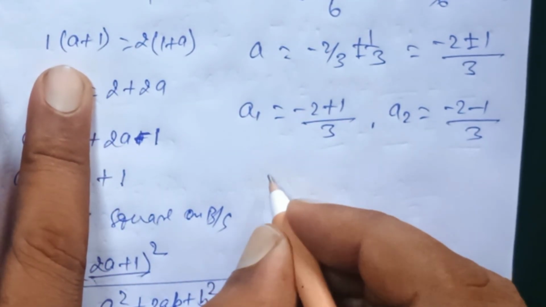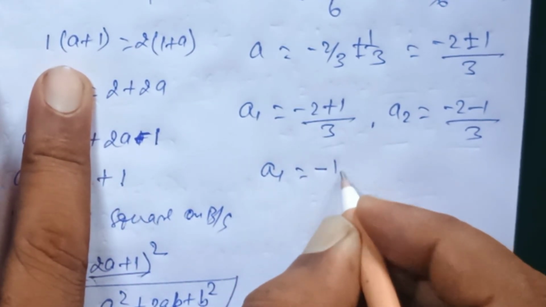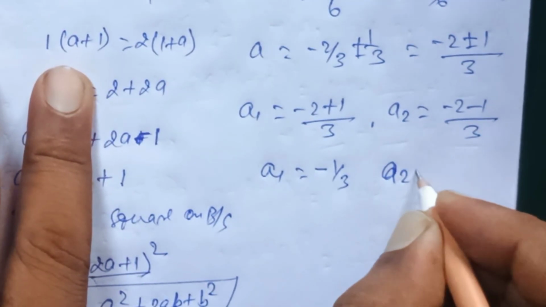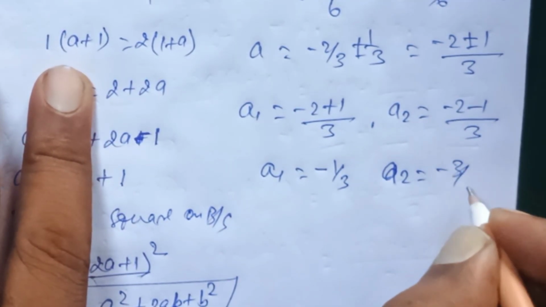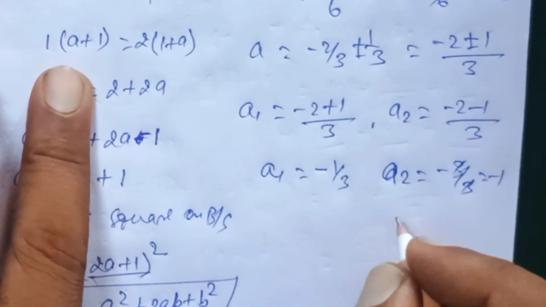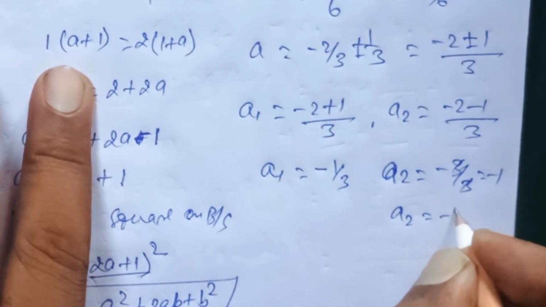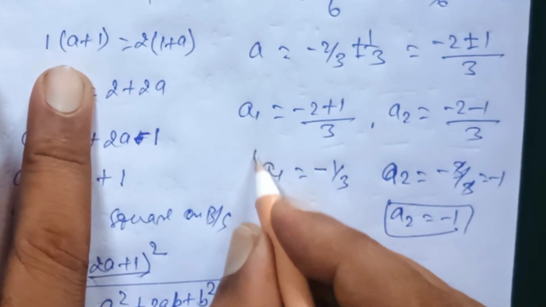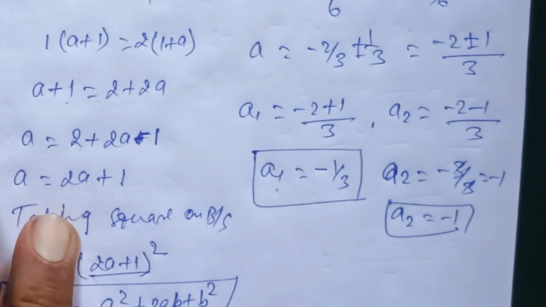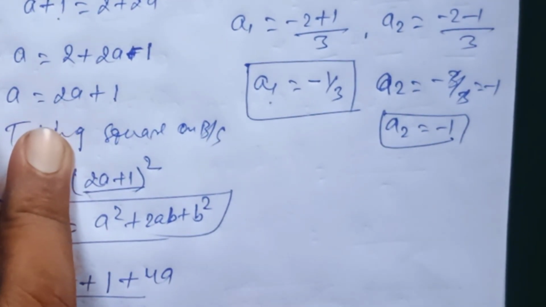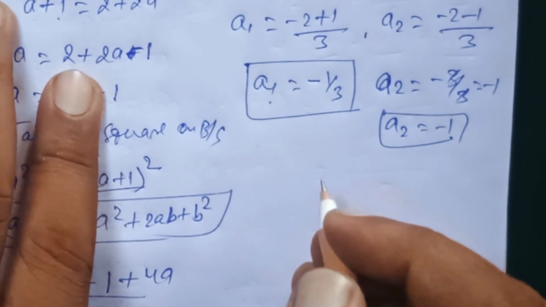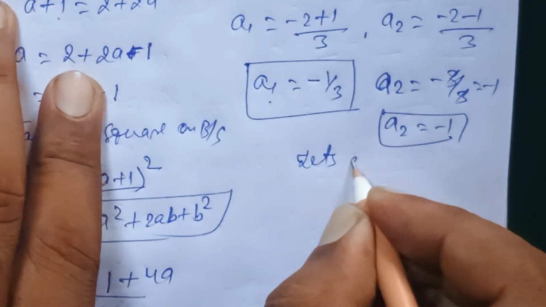See here, x1 is equal to minus 1 divided by 3. x2 is equal to minus 3 divided by 3. This cancels, left with minus 1. Therefore x2 is equal to minus 1. See here, this is the x1 value, this is the x2 value. We got the x1 and x2 values. Let's check whether these values are correct or not. Let's check.